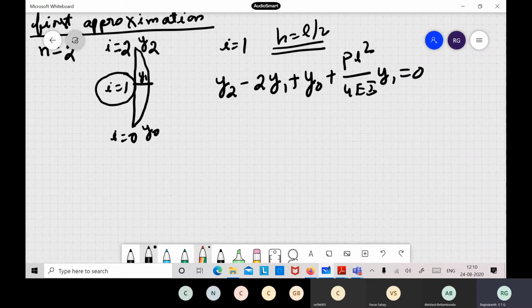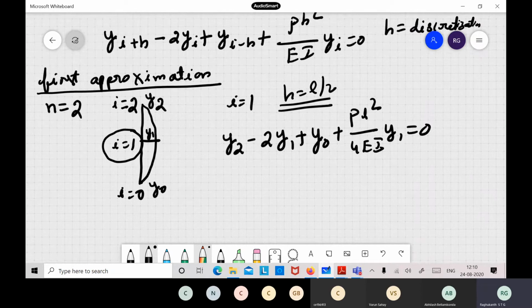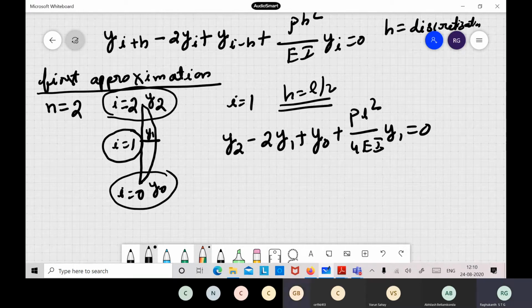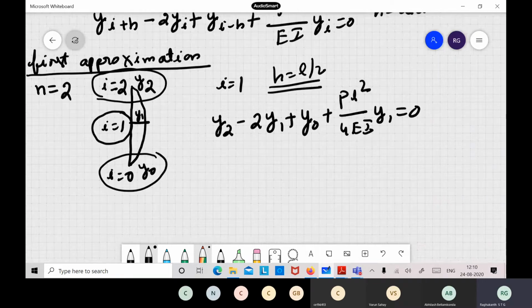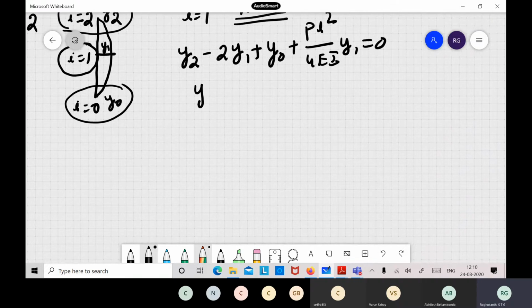Now at i is equal to 0, what happens? See, whether you have to write it at i is equal to 0 and i is equal to 2? They are already zero, so writing the equation of equilibrium, these difference equations, are not required, because you already know the solution: y0 and y2 are supposed to be zeros.